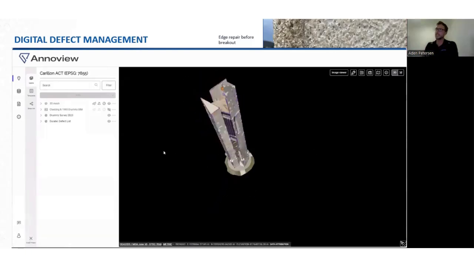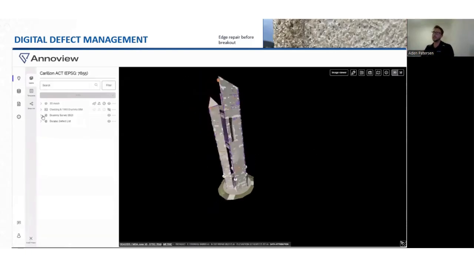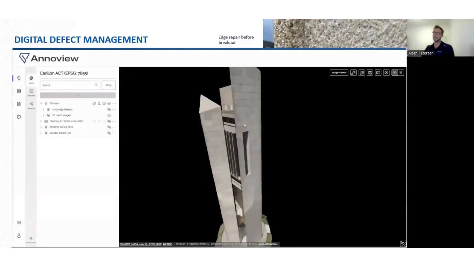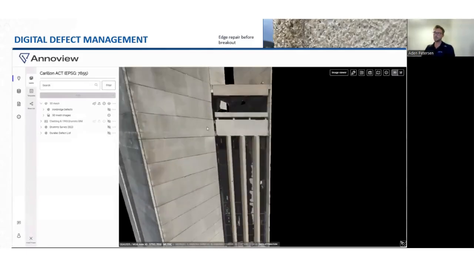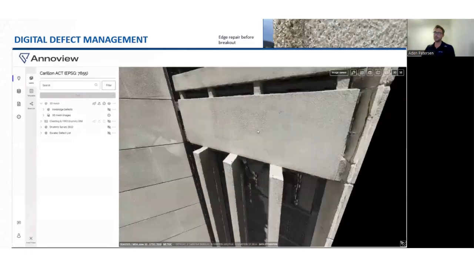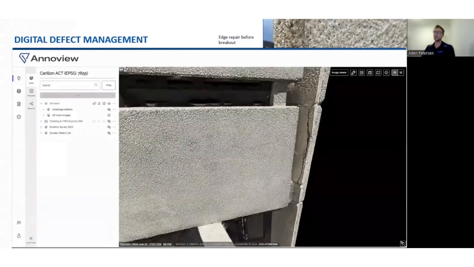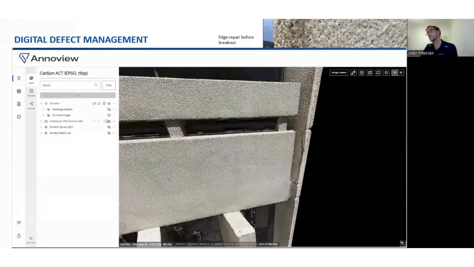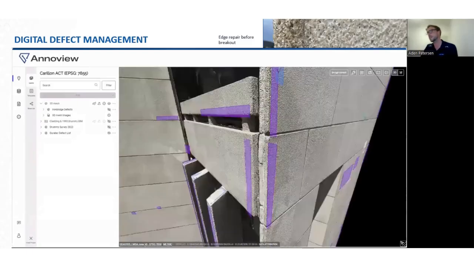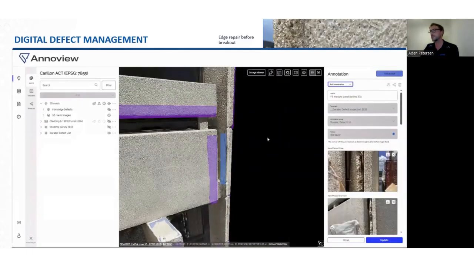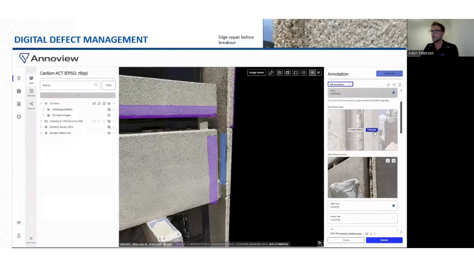This link could be sent to anyone who needed or required access. You can see the layers can be turned on and off. That's the reality model. The quality is still quite good, and you can see that crack on the edge there in the middle of the screen. Defects have been turned on, and you can see that blue mark, all the details are captured.